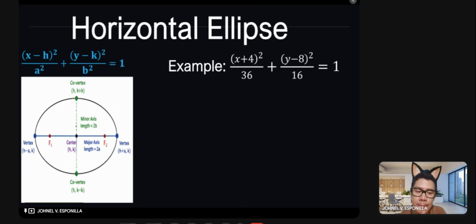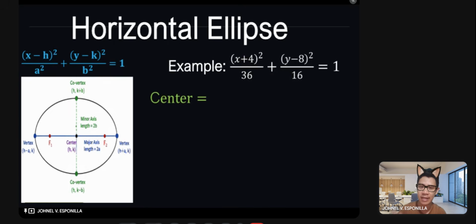Okay, so ano ulit ang gagawin? I-compare muna natin. Let's verify first. Between 36 and 16, mas malaki yung 36. Tama? And 36 is under x term. Since this is x term, this ellipse is horizontal. Okay, so horizontal siya, we will focus on the formula of horizontal ellipse.